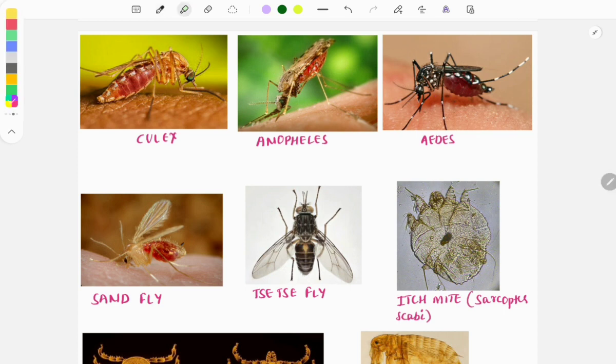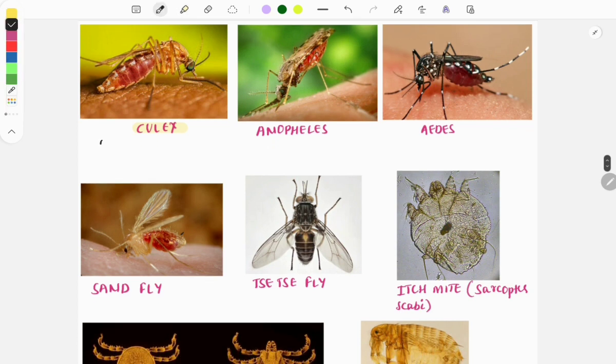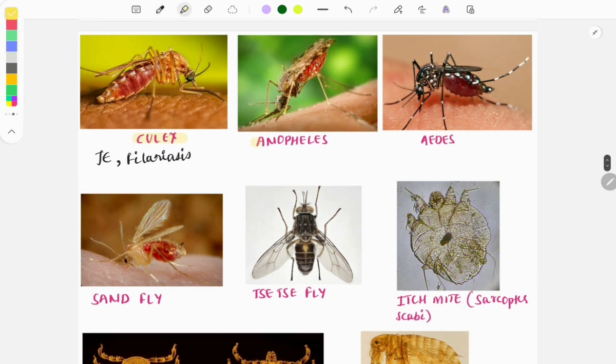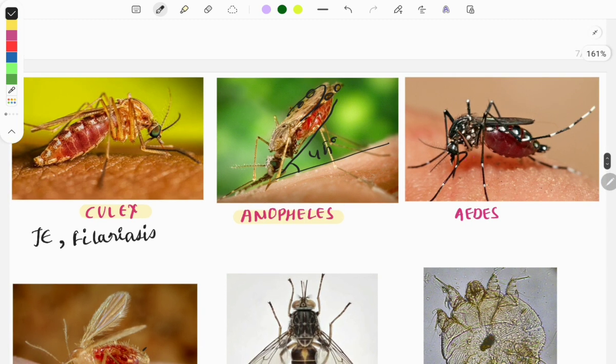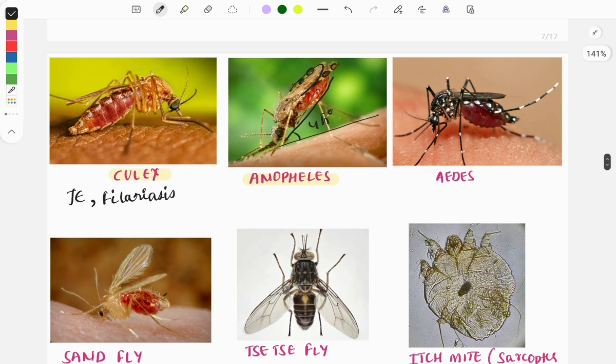In this image, as you can see here, this is the image of the Culex mosquito, and this Culex mosquito transmits Japanese encephalitis and filariasis. The next image is of the Anopheles mosquito, and in this image you can appreciate that this mosquito is sitting in contact with the skin at a 45 degree angle. Another very important finding is that on the margin of the wing, you can identify the black spots. This is also a classical finding seen with the Anopheles mosquito. The disorder transmitted by this Anopheles mosquito is malaria.